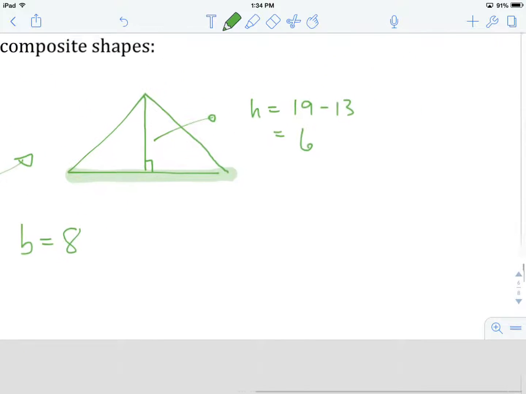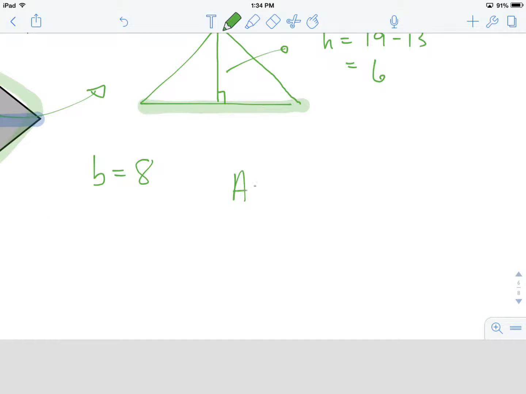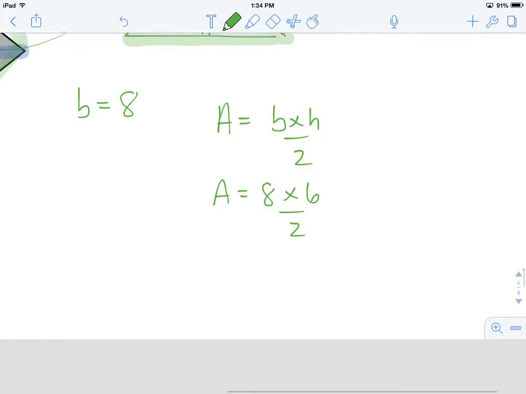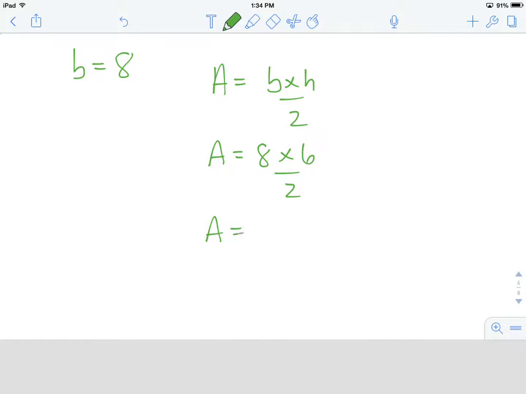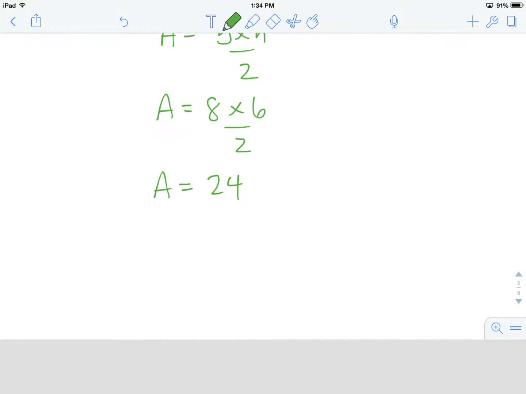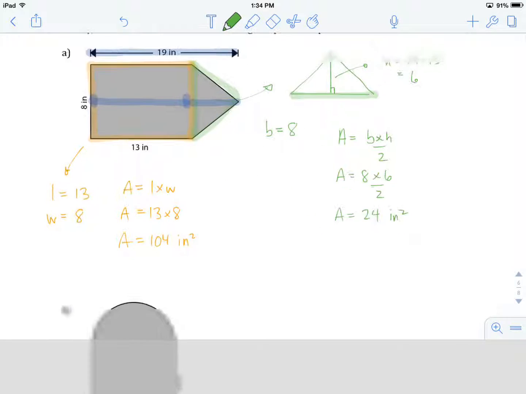Now we can start using our formula. The area of our triangle will be base times height divided by 2. For this triangle, that will be 8 times 6 divided by 2. Let's type that into our calculator. 8 times 6 divided by 2 gives us an area of 24, and our unit of measure is inches squared. So now what we've done is we've calculated the area of our 2 shapes all by themselves.